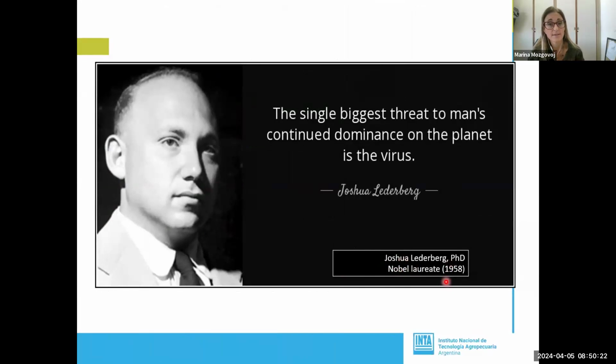And I would like to end with the words of Joshua Lederberg, who won the Nobel Prize in 1958 for his research on gene transfer in bacteria, that said that the single biggest threat to man's continued dominance on the planet is the virus.